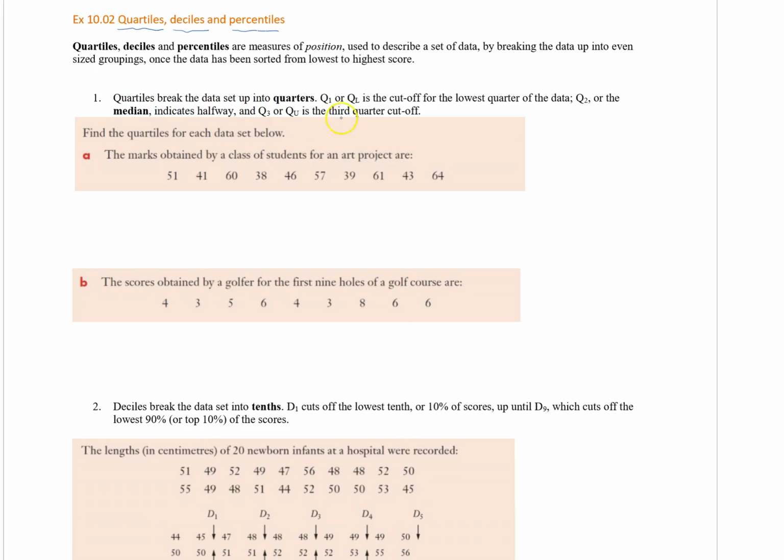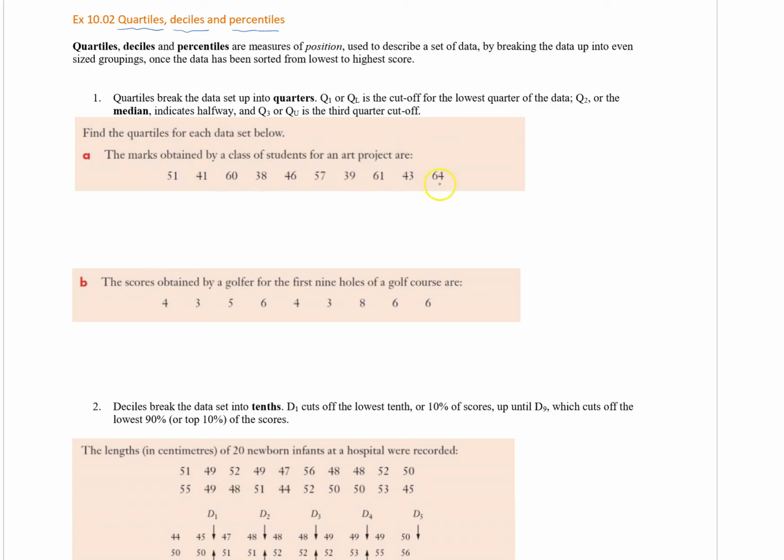Q1, or the lower quartile, is the cutoff for the lowest quarter of the data. Q2, or the median or the middle, indicates halfway, and Q3, or the upper quartile, is the third quarter cutoff. It says find the quartiles for each data set.